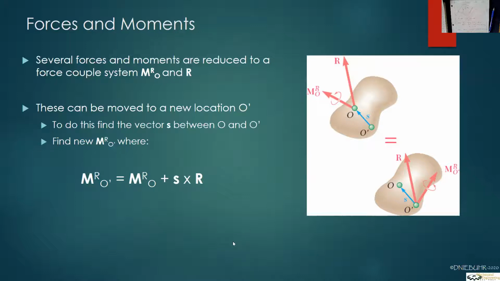You move it to O prime, and then you do the distance S crossed R, and you add it all together. So I don't tend to give problems like this on tests because they get very tedious and long. But the idea is that it's really no different than what we're doing.